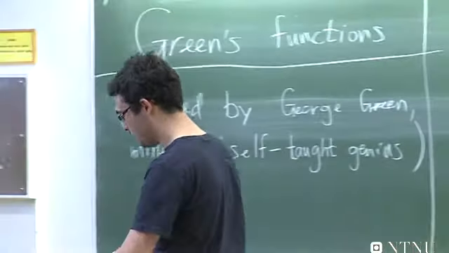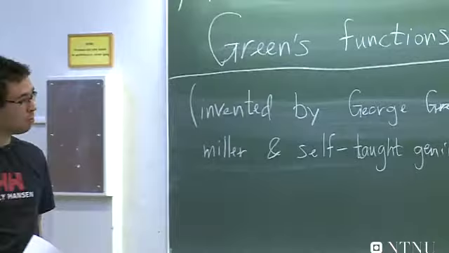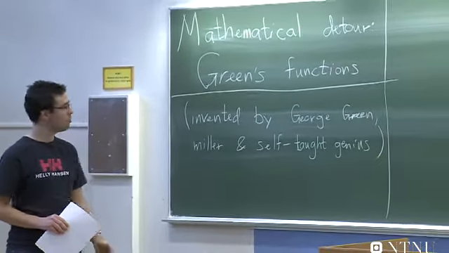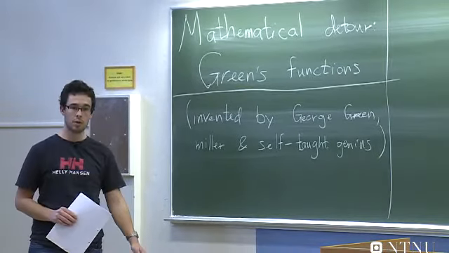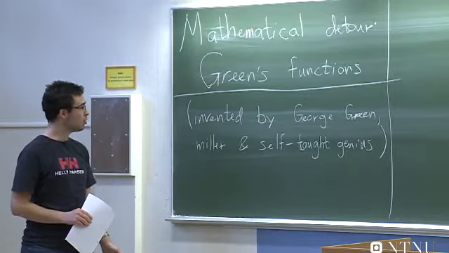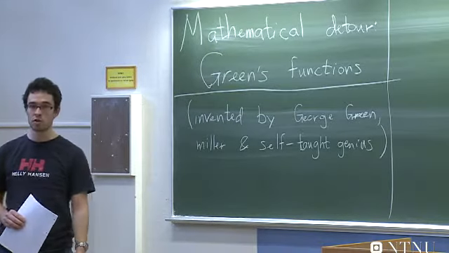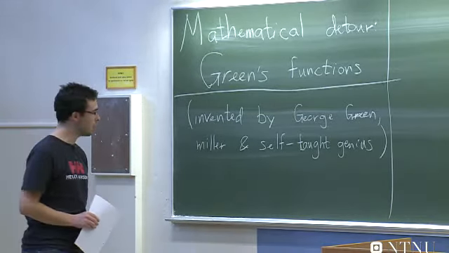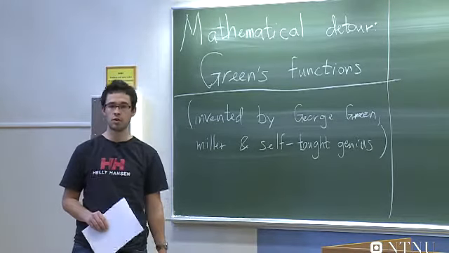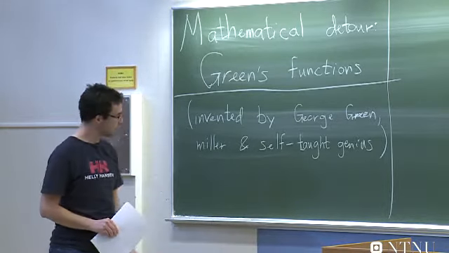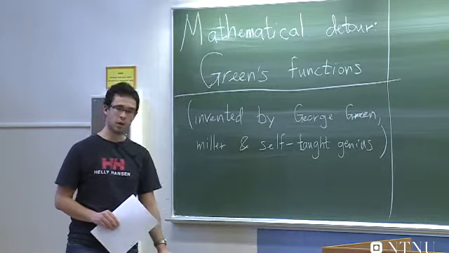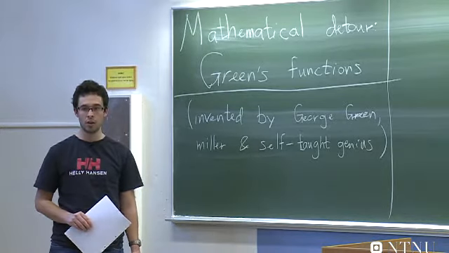Today's topic is, well, we're going to move on in potential theory if we have time, but first we're going to go into a mathematical detour. We're going to look at something called Green's functions, and George Green was a miller by profession, møller på norsk. So he worked in the early 1800s in a mill in Britain.